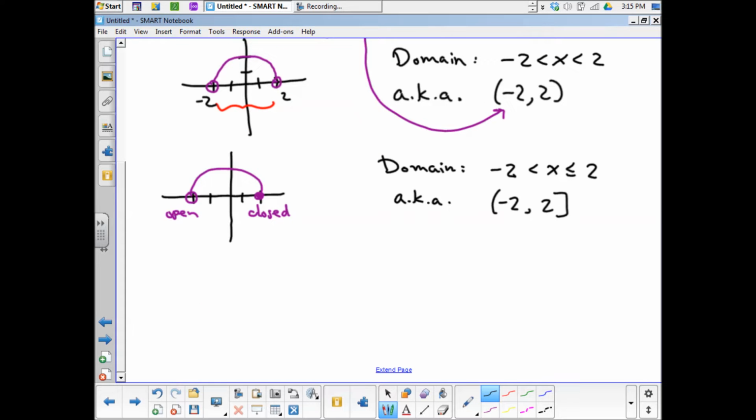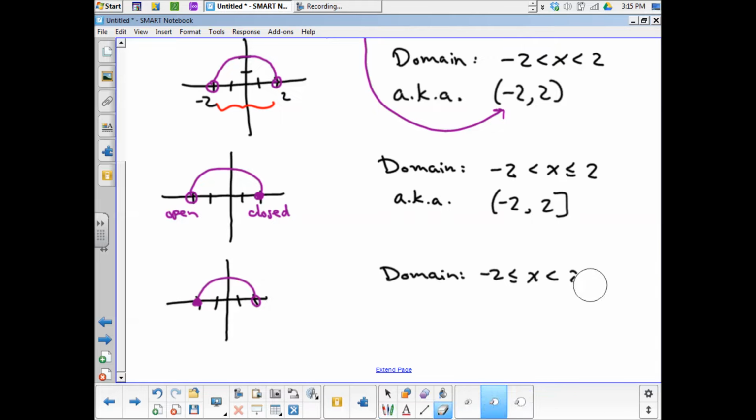Okay? You could also have this opposite situation where the left endpoint is the closed one and the right endpoint is the open one. I'll draw that real quick. But this is just notation, right? That means this is how we write these things. Okay, so what is the domain? Well, this time it's including -2 and not 2. Okay, so when you write your interval notation, you write a -2 with a squared off bracket and a 2 with a rounded parenthesis.